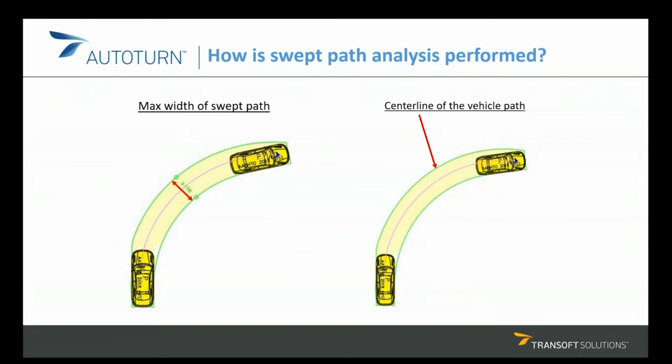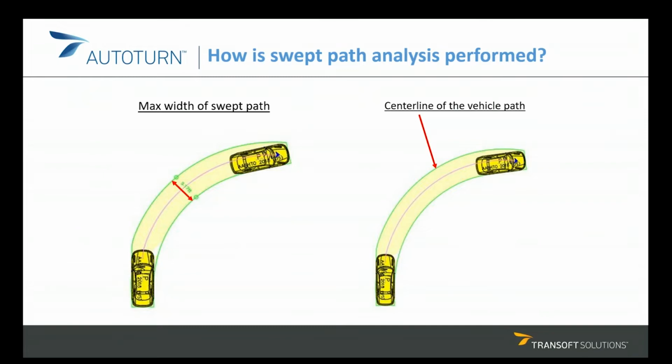So, maximum swept path width. This is the section where the swept path of a vehicle is the widest for a particular maneuver. This factor helps dictate the minimum space required for a vehicle to perform the maneuver, like the minimum road width required to make a turn.